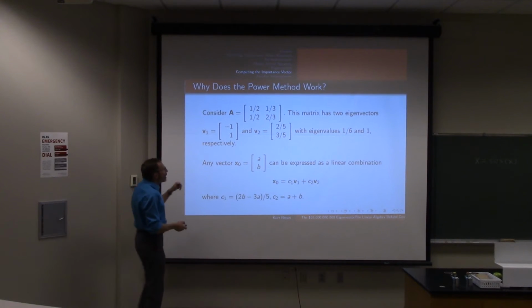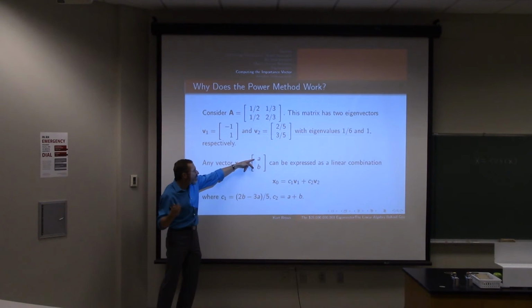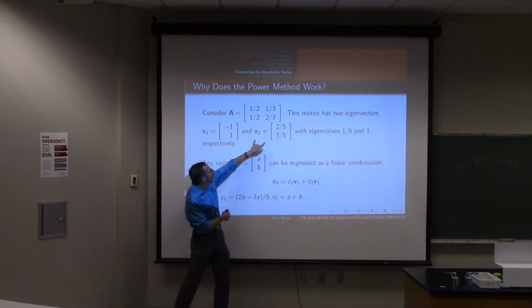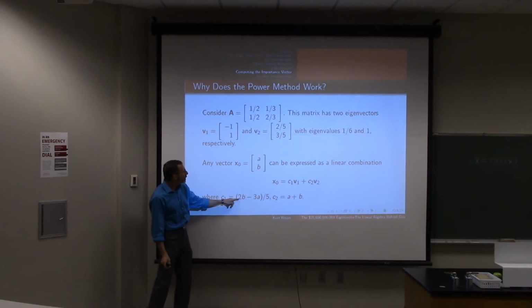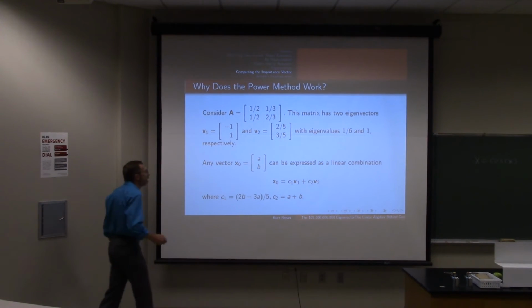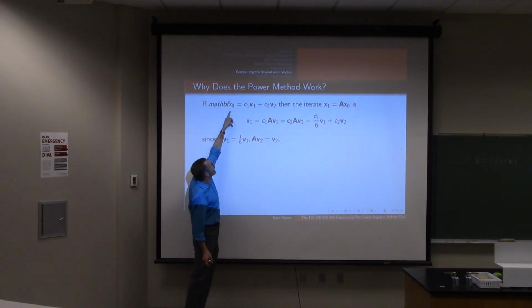Well, you give me any non-zero vector x naught with first component a, second component b. I can write it as a linear combination of these 2 vectors here. I can write it as something times this vector plus something times this vector. The somethings are unimportant, but if you care, here's what you should pick for the coefficients c1 and c2. But really, this is all that matters: I can express the initial guess as a linear combination of those two eigenvectors. Now, I got a typo here. That should be x naught.